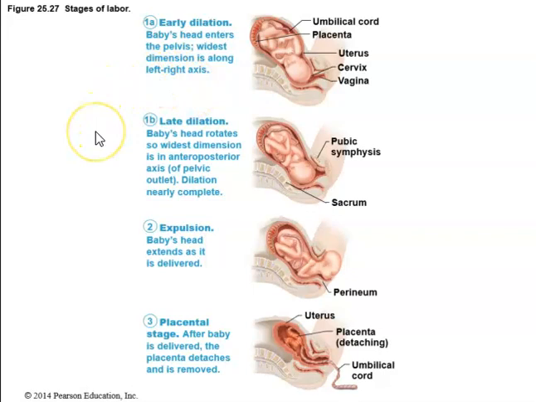And then we have late dilation. Baby's head will rotate, so the widest dimension is in the AP or anterior-posterior axis of the pelvic outlet, and dilation will be nearly complete. So usually complete dilation is about 10 centimeters across. So we have 10 centimeter dilation of the cervix.